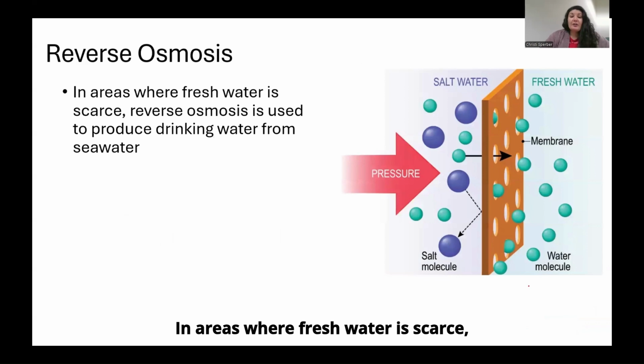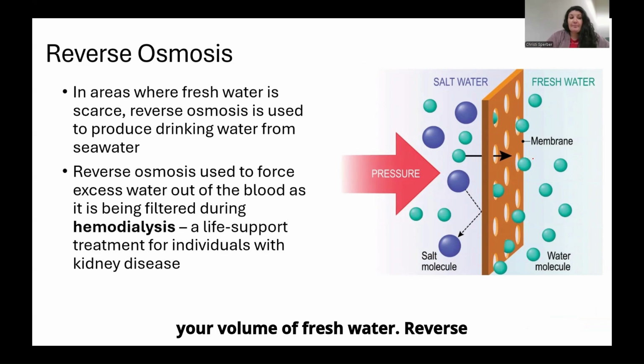In areas where fresh water is scarce, reverse osmosis is used to produce drinking water from seawater. So we have pressure, we get salt water, you do reverse osmosis on the salt water, and then you get fresh water out of it. You just get the water molecules instead of the salt molecules. You're increasing your volume of fresh water.